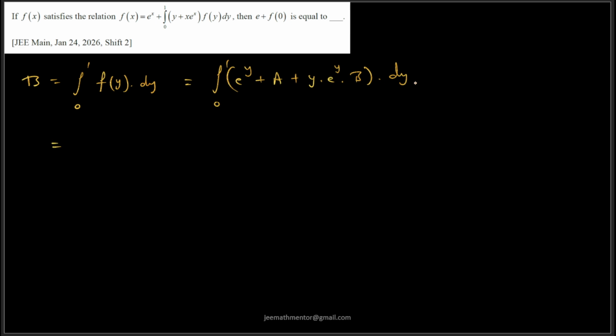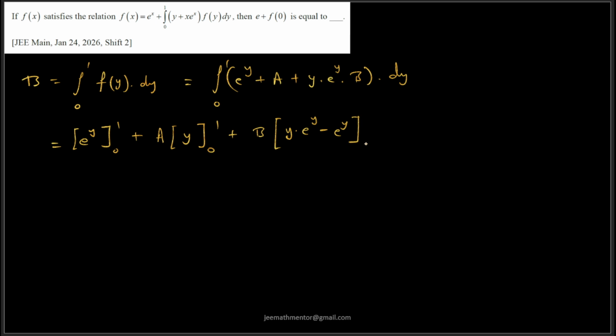So integration e to the power y dy is e to the power y within the limits 0 and 1, plus integration a dy, a comes outside, integration dy is just y from 0 to 1, and here the b will come outside, integration y e power y, we can use integration by parts. So first function times integral of second function, minus integral of derivative of first function, which is 1, and integral of second function e power y. Again, integral of e power y will be e power y only.